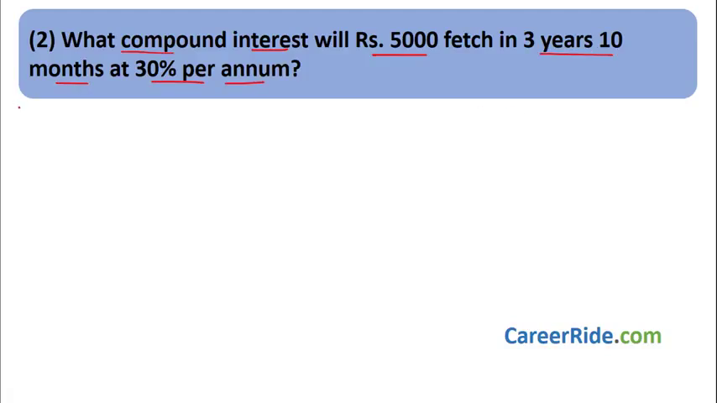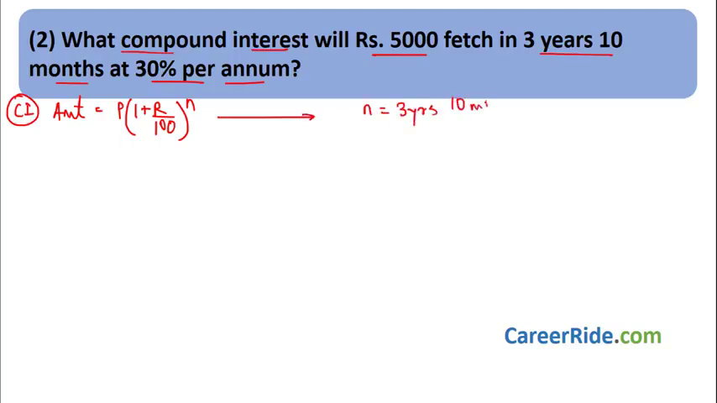Again, very easy sum. We know the formula for compound interest. Amount after n years is nothing but P into (1 + r/100) raised to n. Now over here, let us see. The time period given is 3 years 10 months. That would be 3 years plus 10/12 years. Now this is of the format n a/b years. This is a mixed fraction.